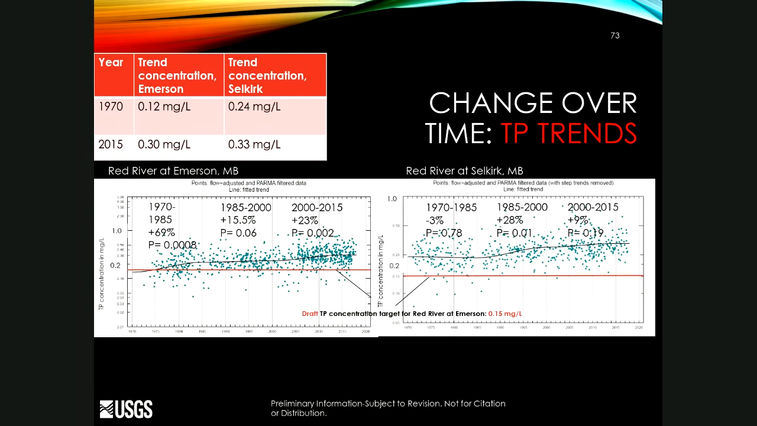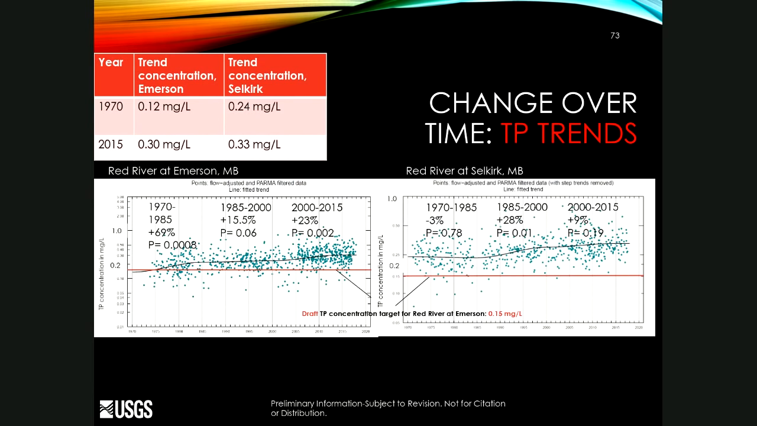During the early period, we see that concentrations are rapidly increasing at Emerson, but they tend to be stable at Selkirk. And then in the middle period, the concentrations stabilize at Emerson, but are increasing significantly at Selkirk. Or, I'm sorry, I got that wrong. Emerson is increasing significantly in the late period and then more stable in Selkirk.